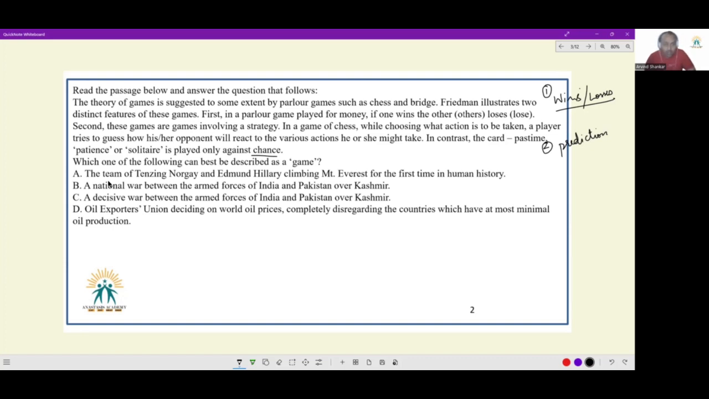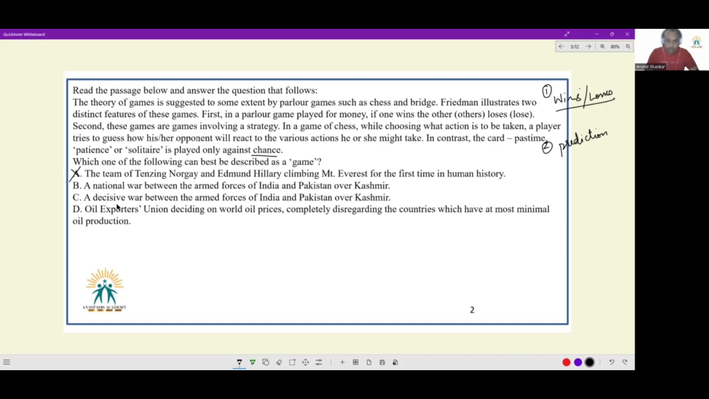Second option, a national war between the armed forces of India and Pakistan over Kashmir. Between A and B, clearly B is better, because when there is a war, there is a winner and a loss. And because the two armies are fighting against each other, they are engaging in a predictive battle of sorts. If we attack this way, what will their response be? How do we counter that response? All that idea will go into engaging in a war. So between A and B, B is better.